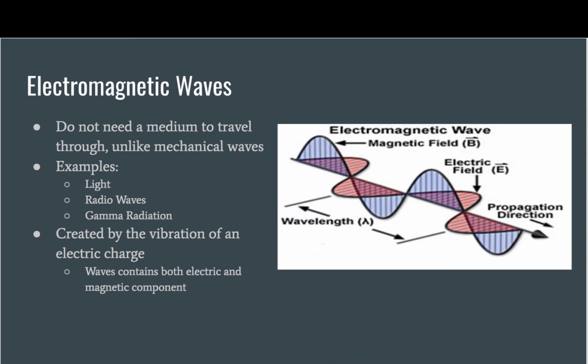Electromagnetic waves, however, do not need a medium to transfer. These are things like light, radio waves, and gamma radiation. A lot of these travel through space. They're called electromagnetic waves because there are two components to the wave: an electric component and a magnetic component. Anytime you have electricity running through a wire, it also puts out a magnetic field, and those are electromagnetic waves. The vibration that causes electromagnetic waves is the vibration of an electric charge.